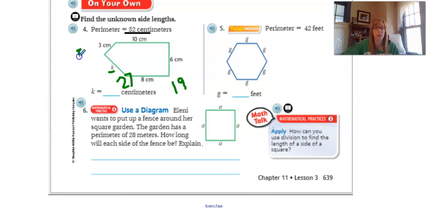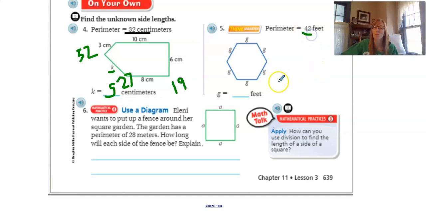See if I can do this. 32. Okay, so we're looking for K from 27 to 32. 32 minus 27, you are correct. K would be worth 5 centimeters. From here to here will be 5: 27, 28, 29, 30, 31, 32. Okay, so 5 centimeters.